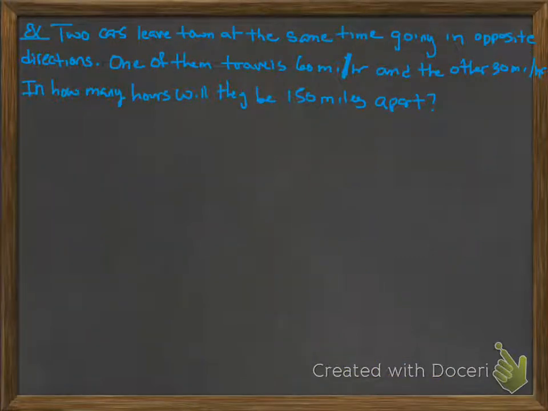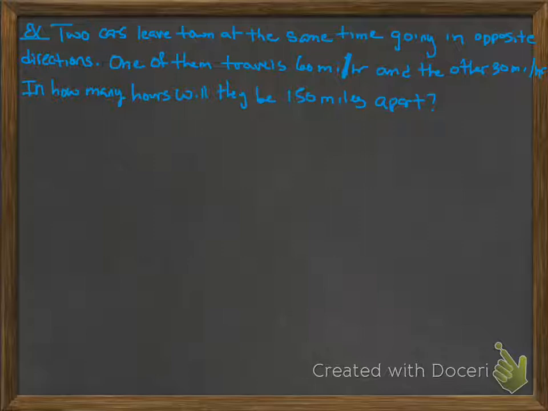Okay, next one. Two cars leave town at the same time, going in opposite directions. One of them travels 60 miles an hour, and one of them 30 miles an hour. How many hours will it be when they're 150 miles apart?